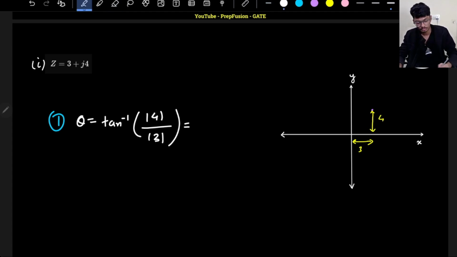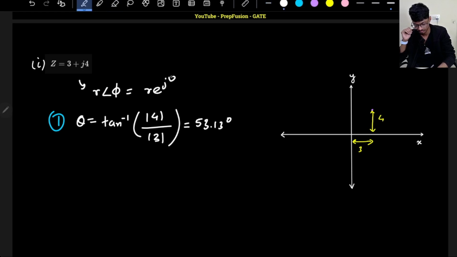What is the value of tan inverse 4 upon 3? You should remember these values because they will be helpful in most places. It comes out to 53.13. I will tell you which angles you need to remember. Just the angle, as it is in the first quadrant. To convert this into polar, it will be r angle phi, or r e raised to power j phi. Phi will be equal to theta, because my point is in the first quadrant. So it will be 53.13.